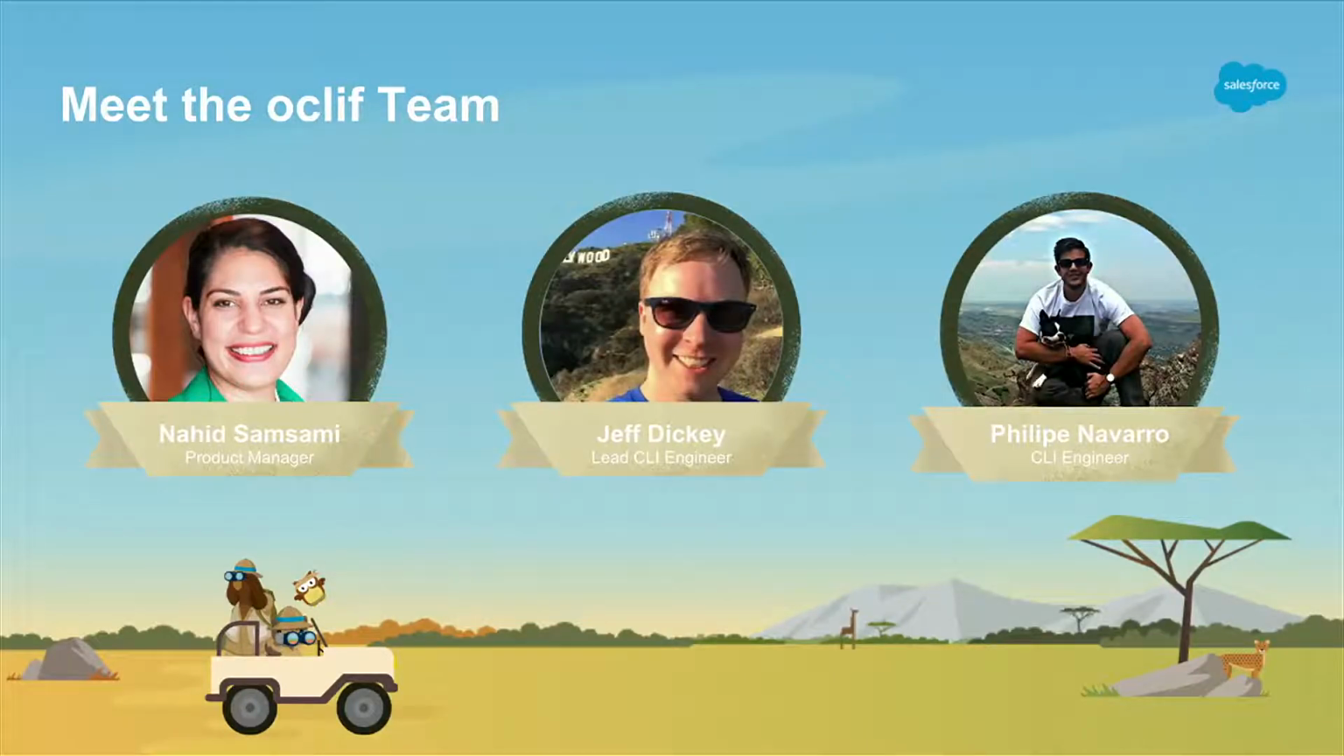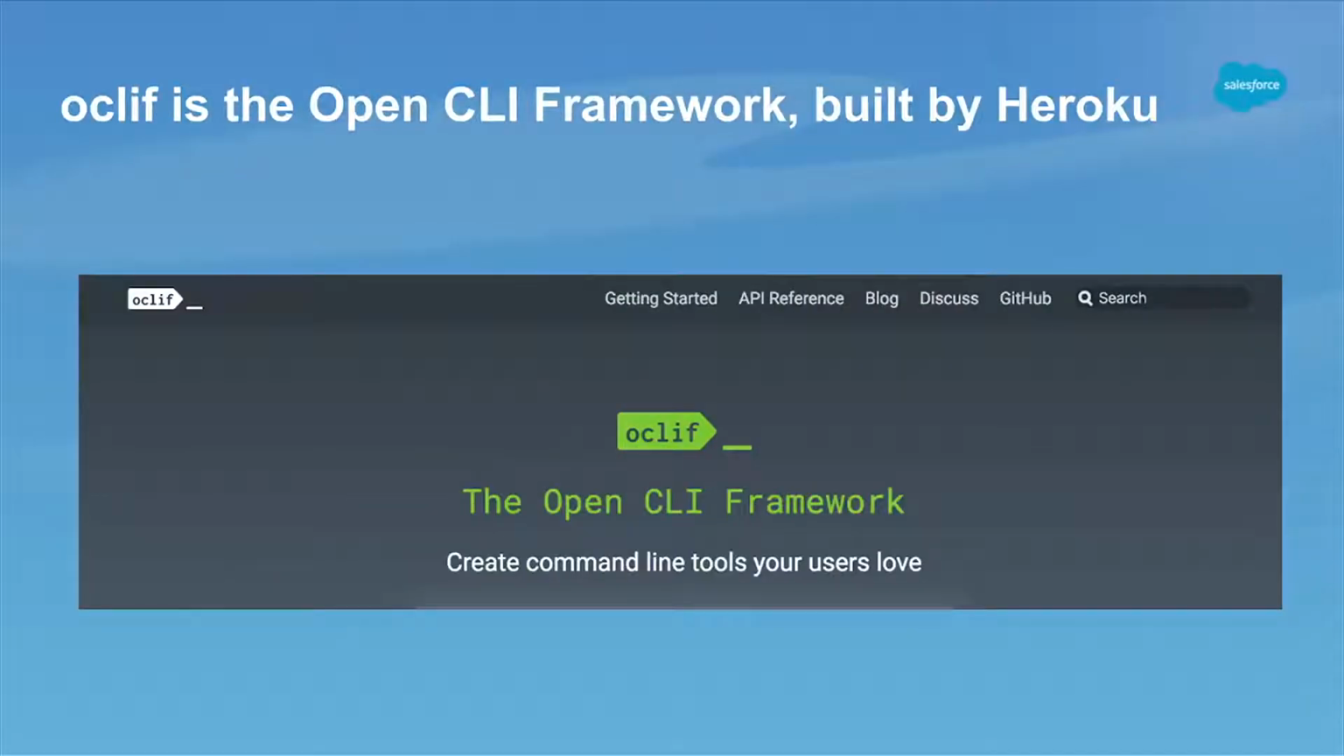So I'm here with the OClif team. I'm Nahid Samsami. I'm a product manager at Heroku, and I work on the CLI. And I'm joined by Jeff Dickey, our lead CLI engineer, and Felipe Navarro from our CLI team, who's an engineer as well. And we're here to talk about OClif, the Open CLI framework built by Heroku, which you can use to create your own command line interface.